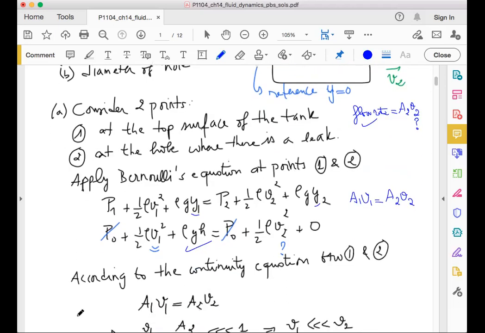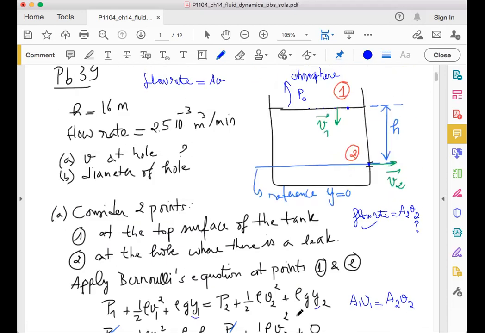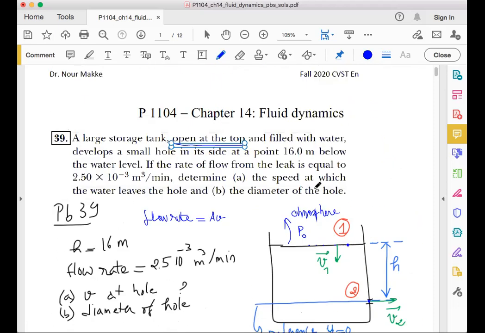So let's do it. A1 V1 is equal to A2 times V2. Therefore, V1 over V2 equals A2 over A1. But the problem is that A2 is quite small with respect to A1. In other words, A2 is very small compared to A1. You are talking about a large tank with a very small hole on its side. And this is clear in the given, because they say a large storage tank develops a small hole.